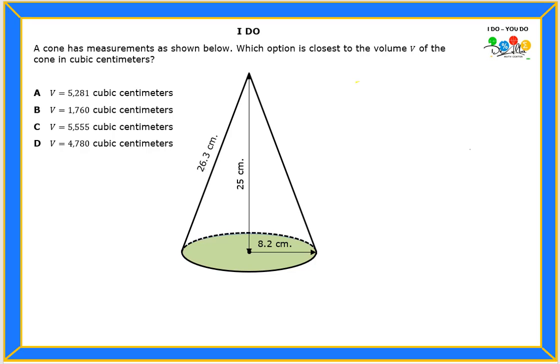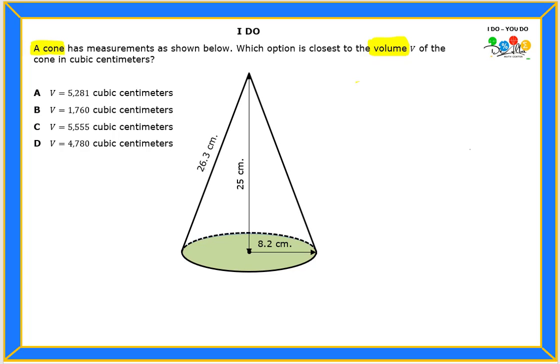And it says, a cone has measurements as shown below. Which option is closest to the volume V of the cone in cubic centimeters? So what we are going to be looking for is the volume. And what shape are we going to be dealing with right now? Okay, we're going to be dealing with a cone, right?